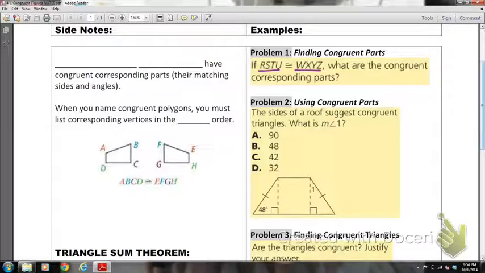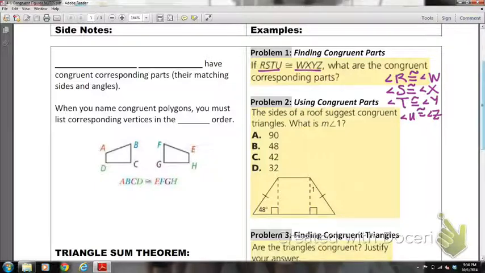So let's look at the angles first. If we look at the angles, one of the angles of the polygon is angle R, and that one corresponds to angle W because they're both in the first positions of the names of the polygon. The angle S is in the second position of the first polygon, and then angle X is what it's congruent to in the second one. So angle T has to be congruent to angle Y, and angle U has to be congruent to angle Z. So those are the congruent corresponding angles.